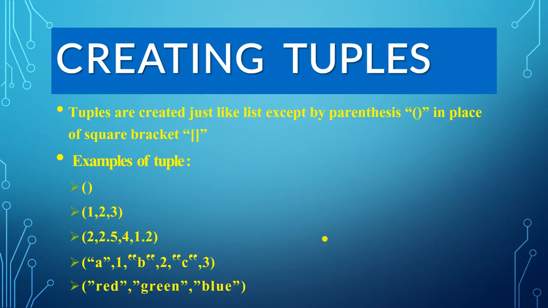Now, we will understand how we will create tuples. Tuples are created just like lists except with parentheses in place of square brackets. Now, there are some examples. When you write this, it will give you a tuple. And if you write elements separated by commas, this is also a tuple. How will you identify that this is a tuple? By these parentheses. Next, you can see here the values are integer, then float, then integer, then float. So you can take any number of any data type like float, integer, string.